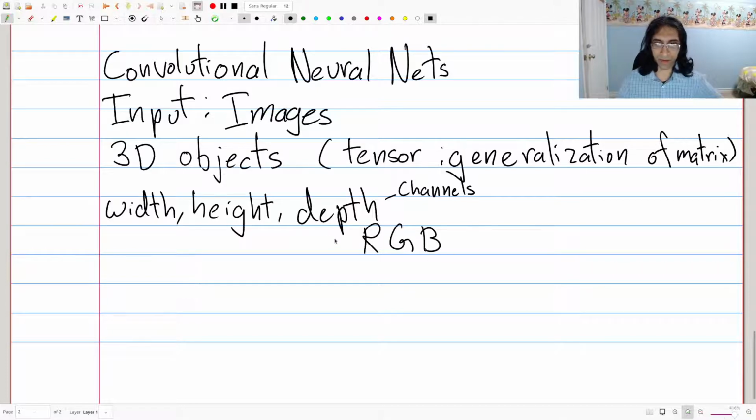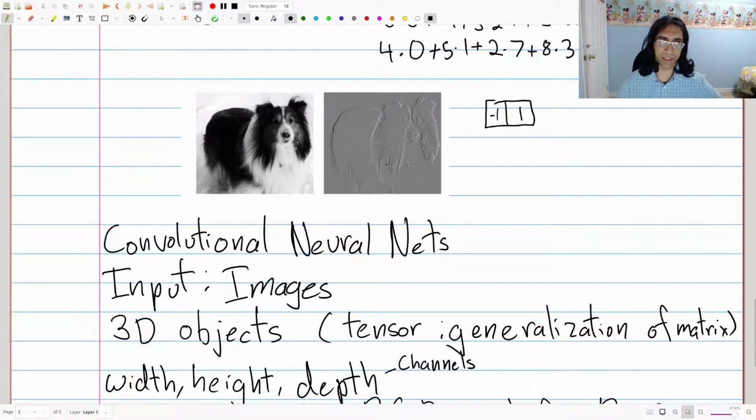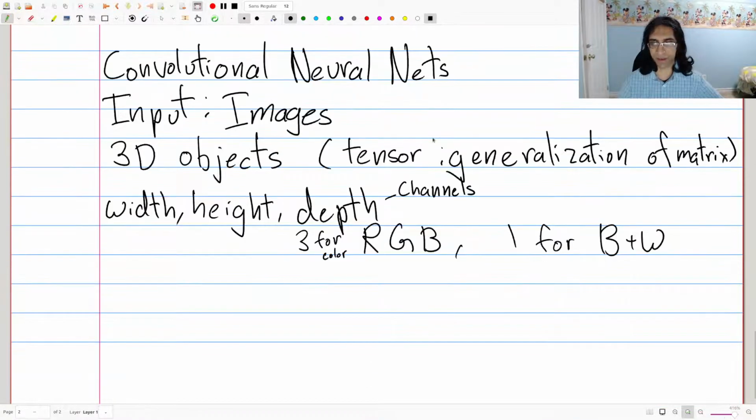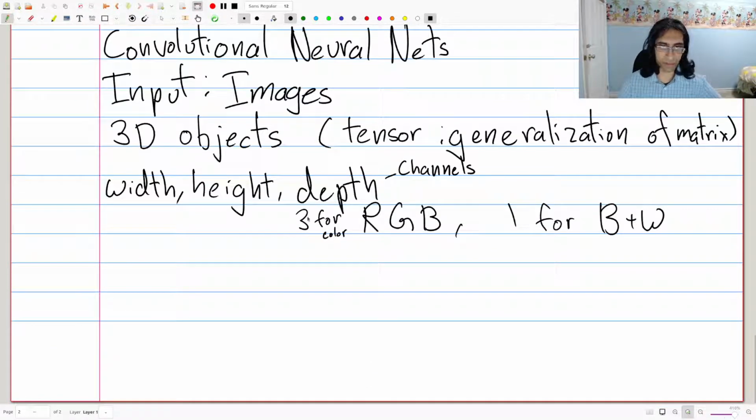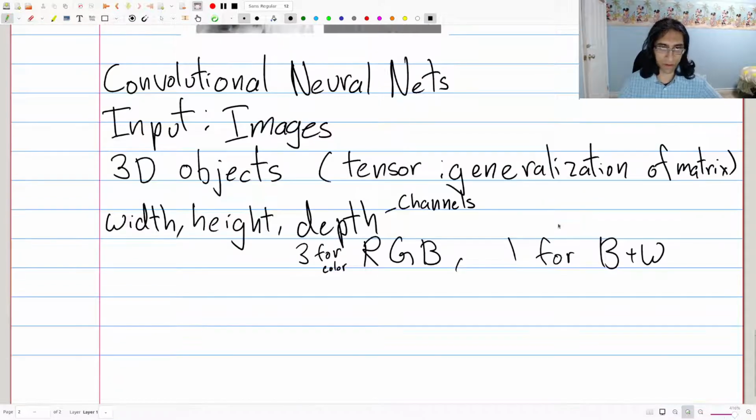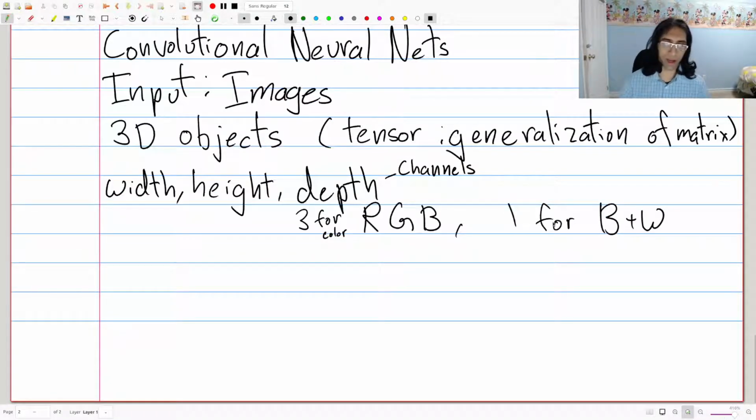So RGB are 3 things. So 3 for color, and we have one for black and white, because it's just going to be intensity, say between 0 and 1 for each image, or 0 to 255, depending on how you're representing it. But there's either going to be 3 channels or 1 channel, for the input, that's just for the input.